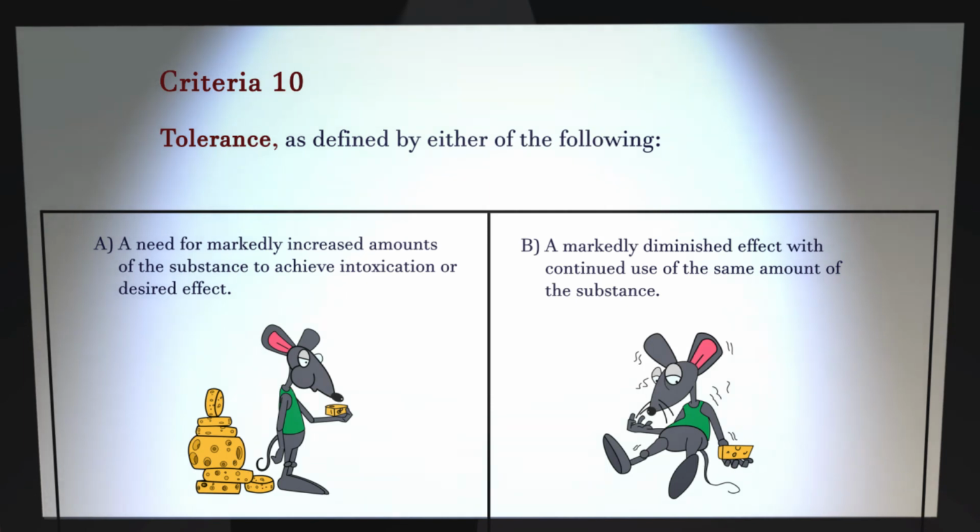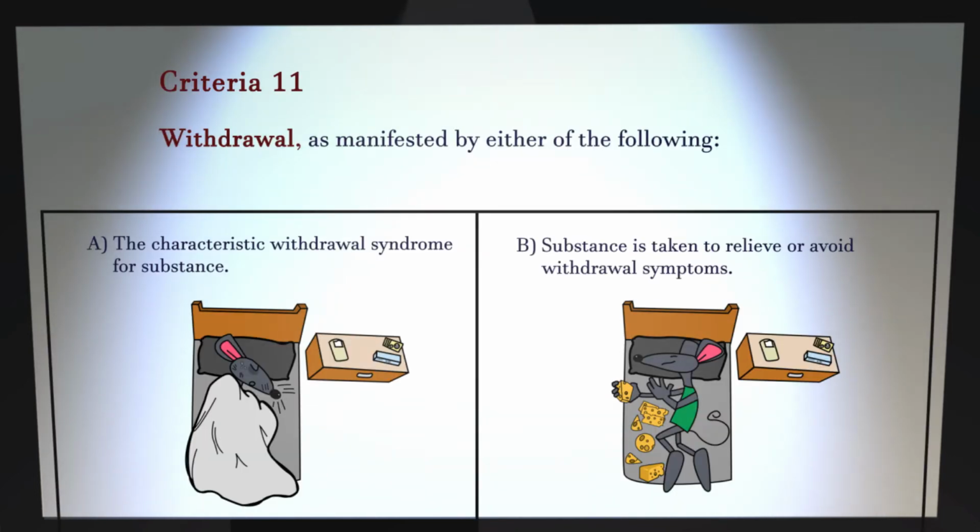Criteria 10, tolerance, as defined by either of the following. A, a need for markedly increased amounts of the substance to achieve intoxication or desired effect. Or B, a markedly diminished effect with continued use of the same amount of substance. Criteria 11. Withdrawal as manifested by either of the following. A, the characteristic withdrawal syndrome for substance. Or B, the substance is taken to relieve or avoid withdrawal symptoms.